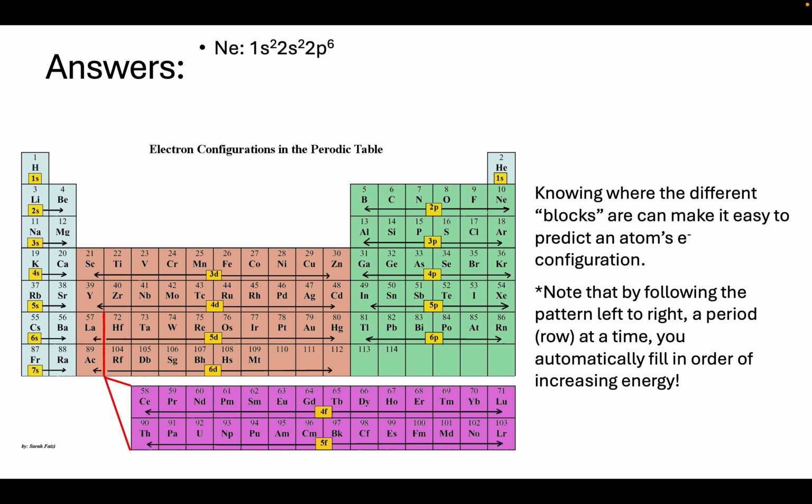Done. Going down to the next period, we know that we still have way more than just 2, right? So we're going to easily fill the 2s sublevel, and we're going to write 2s2. So that would be its third and fourth. Now we're over in the P block, right? And we're going to count 1, 2, 3, 4, 5, 6. That is just the exact right amount to fill that 2p orbital. So we're going to put a 6, and there are no more, so we are done. That's how we do neon.